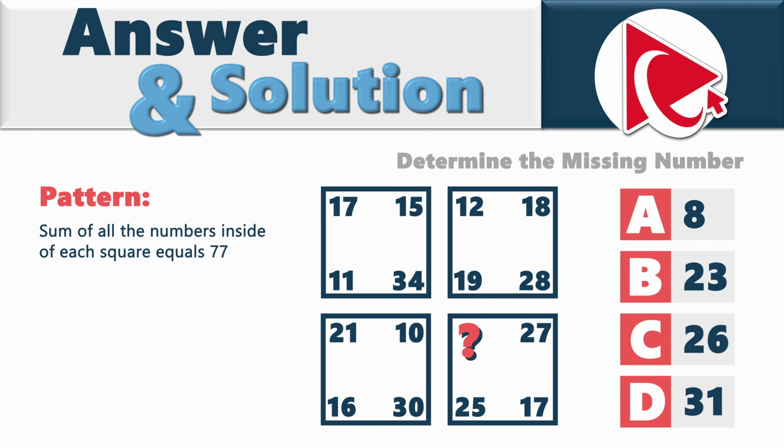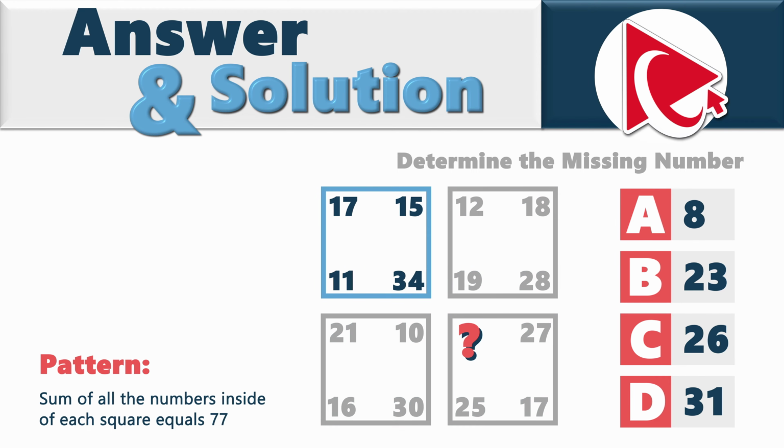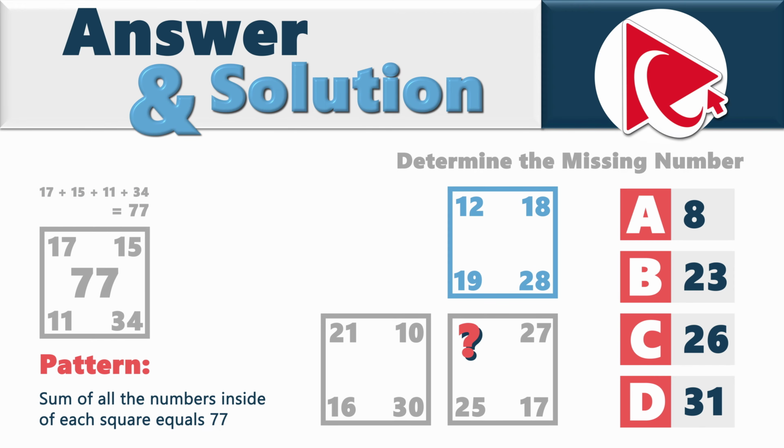The sum of all the numbers inside each square equals 77. Let's look at the example. In the first square, if we add up 17, 15, 11, and 34, the end result is 77. Let's confirm it with the second square.